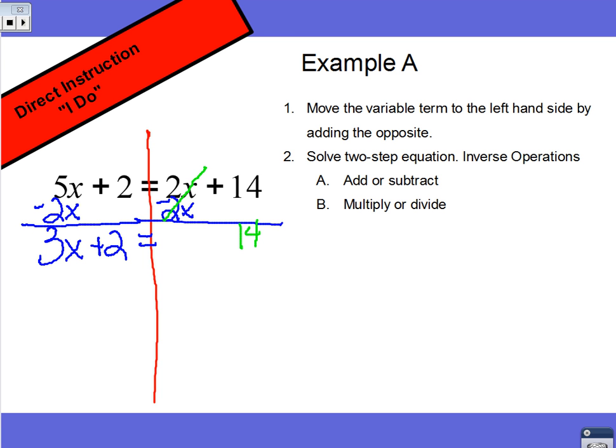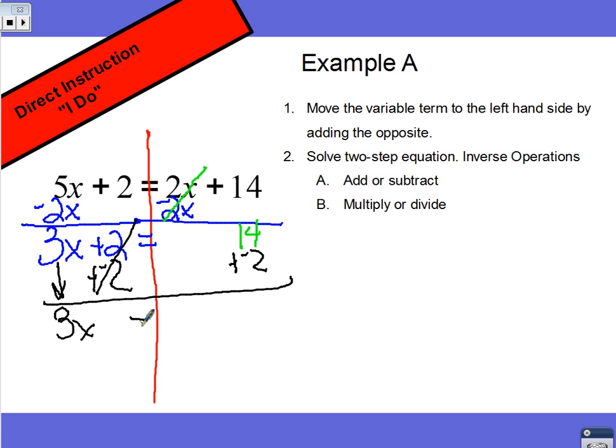Okay. Now we have a basic two-step equation. I'm going to add the opposite of the 2 and then divide by 3. So here I go. Plus negative 2, plus negative 2. These cancel out. My 3x comes down, equals 12. And so when I divide each side by 3, x equals 4.